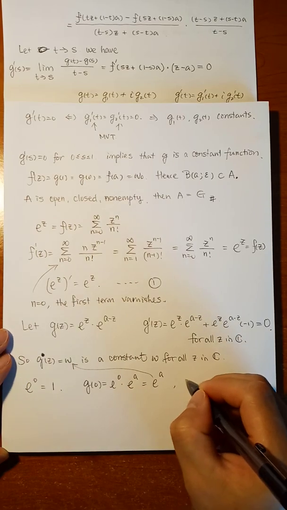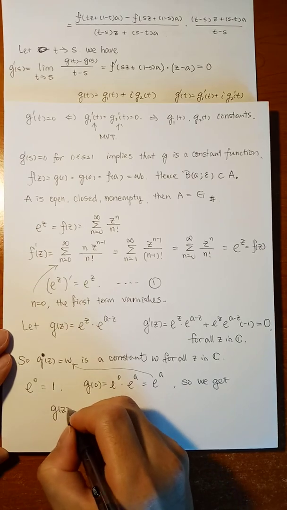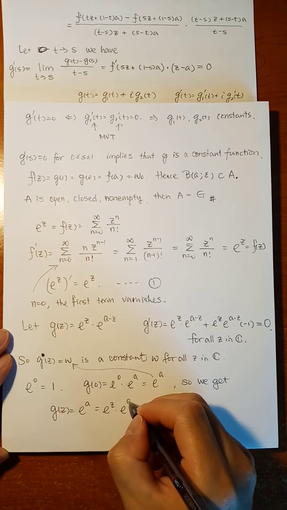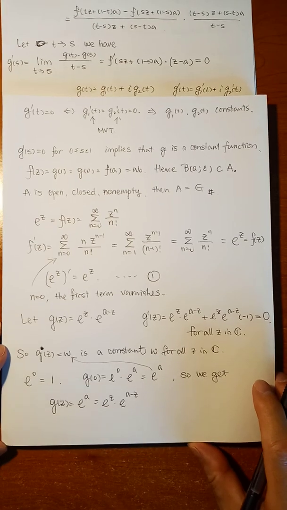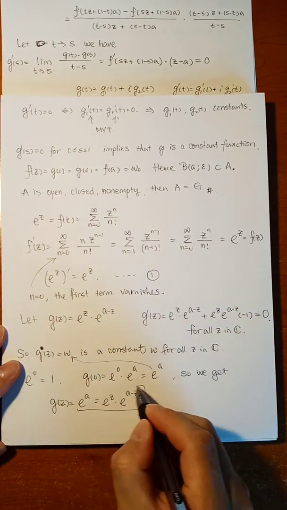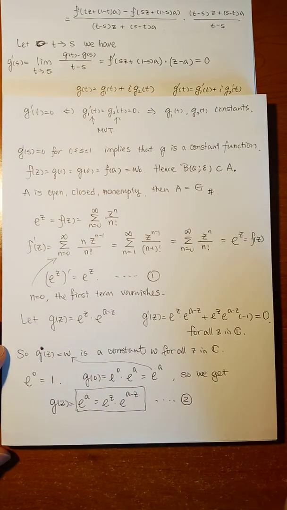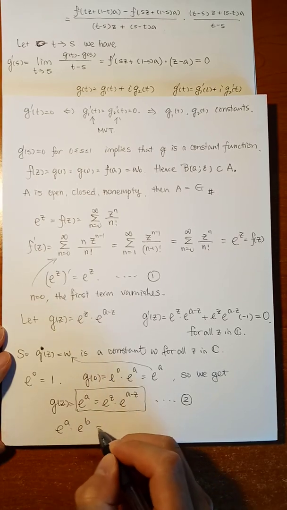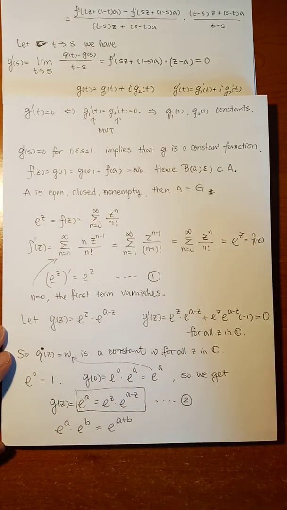So we get g of z is constantly e to a, and g of z is also e to z times e to a minus z. Hence, we have our formula. This is our second formula, the product rule. These two things are equivalent: e to a times e to b is equal to e to a plus b.